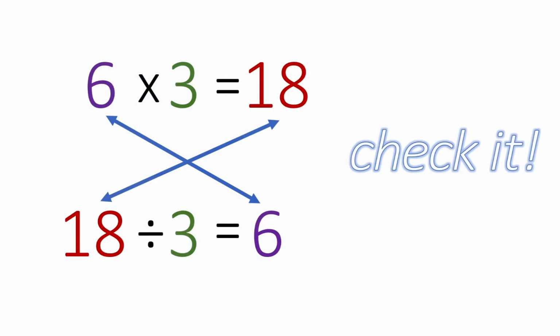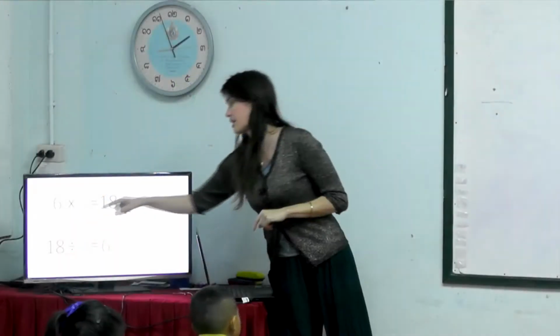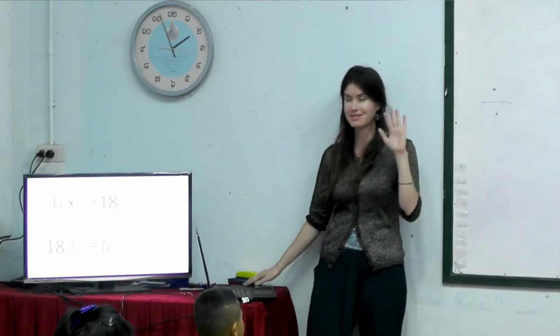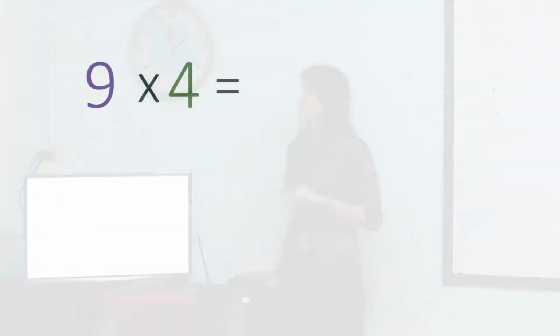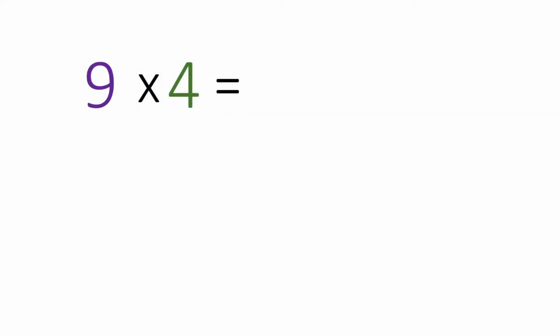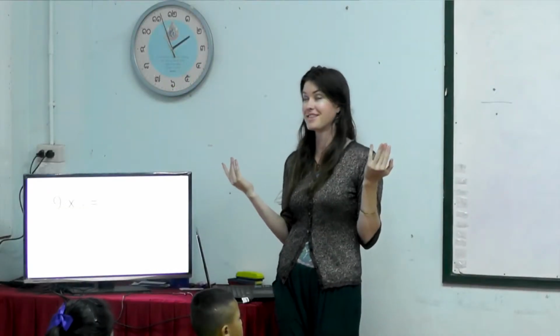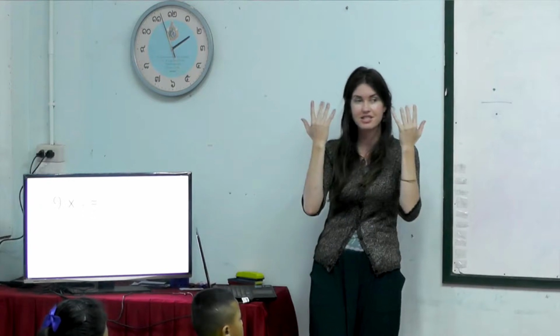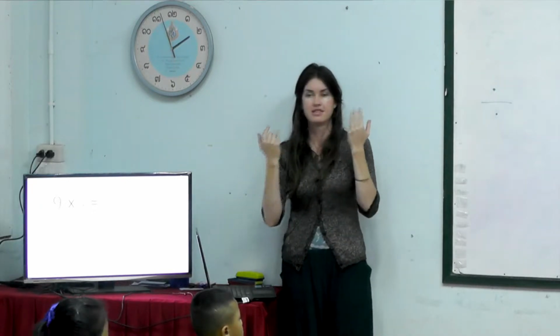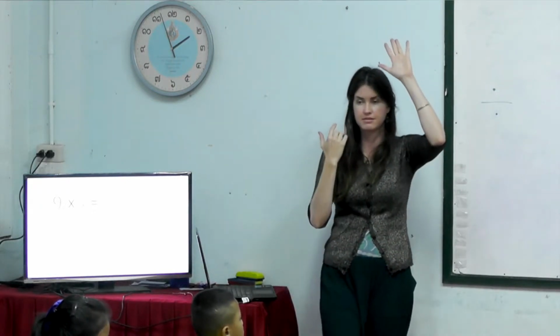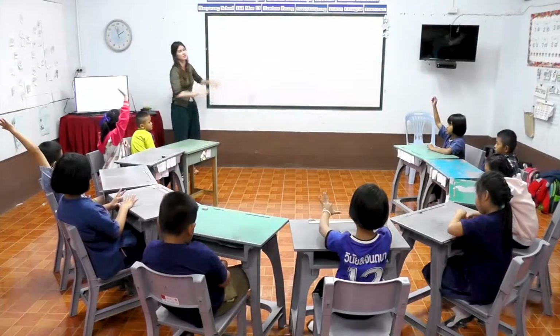Right over there. Let's look at one more of these, and we can use multiplication to check division, or division to check multiplication, because they're opposites. But what about 9 times 4? What's 9 times 4? Not 32. You're close. Check on your fingers. Raise your hand when you know. Do your math check.